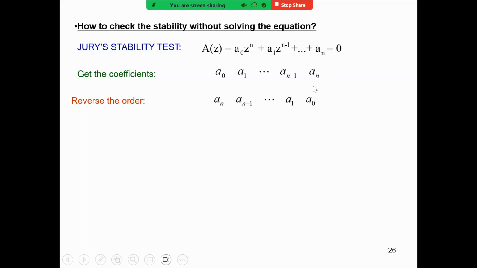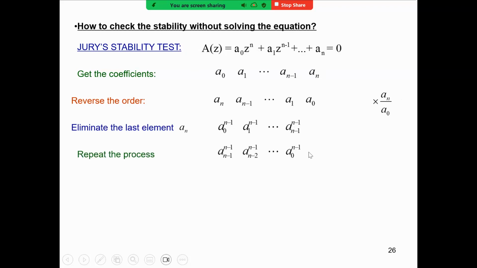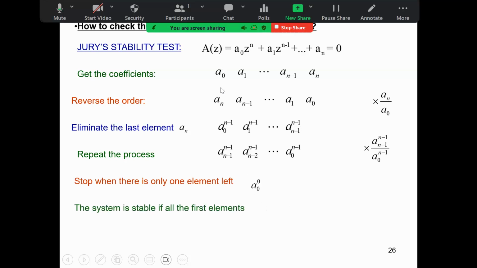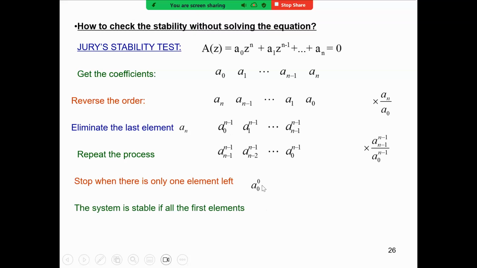And then you try to do some elementary operation of these two rows to eliminate the last element. Essentially, you multiply this row by a_n over a_0, such that the last element becomes a_n. Then you can subtract that, such that this last element will be zero. In this way, you will get a new row. Then you repeat this process again and try to eliminate the last element, until all the elements are zero. Okay, and then stop. There's only one element left, and then you check the first elements: do they have the same sign or not? All positive, of course. It turns out if all of them are negative, it is also fine. It just means you put a minus sign on all the numbers. It will not affect the result.